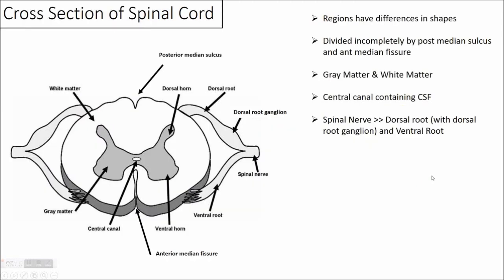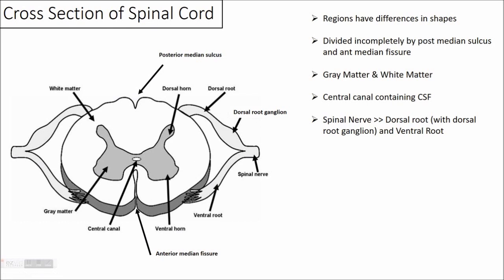Now, the general anatomy of a cross-section of the spinal cord is shown here. So the spinal cord is divided incompletely by these 2 areas. This part of the spinal cord is the ventral or the anterior part, and this is the posterior or the dorsal part. In the anterior part, we have this anterior median fissure or the ventral median fissure, and in the posterior, we have the posterior or dorsal median sulcus. This butterfly-shaped or H-shaped area in the middle is called gray matter, and the white area surrounding the gray matter is called white matter.